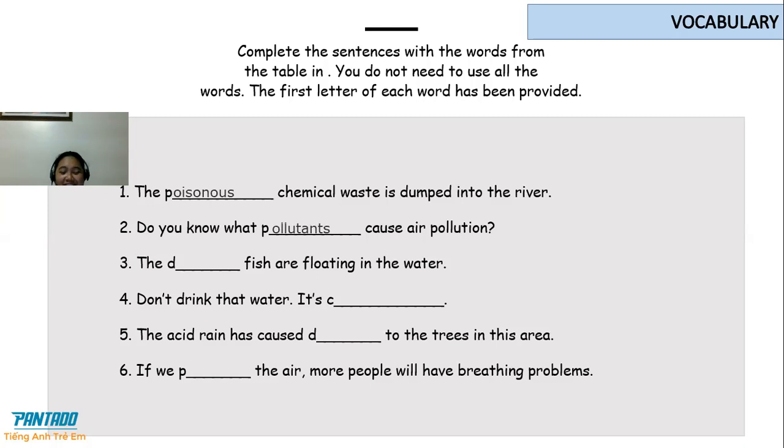While you're answering, I want to read this for you too. The blank chemical waste is dumped into the river. Number two, do you know what blank causes air pollution? Number three, the blank fish are floating in the water. Number four, don't drink that water, it's blank. Number five, the acid rain has caused blank to the trees in this area. And number six, if we blank the air, more people will have breathing problems.